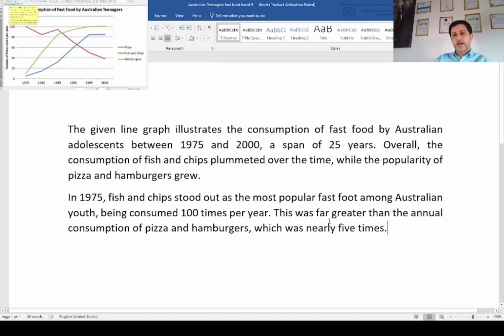See, and now by this, I have been able to show what level the amount of the pizza and hamburgers was. I mean, the rate of the consumption, or the number of times that they were eaten. 5 times more. See, this is the trick. Okay, and now I shall continue.